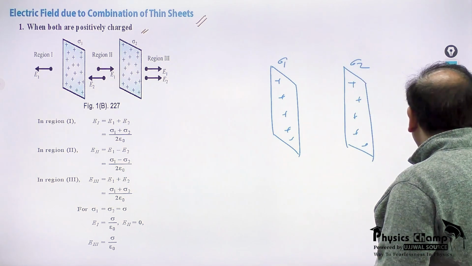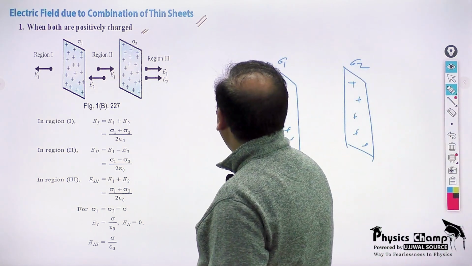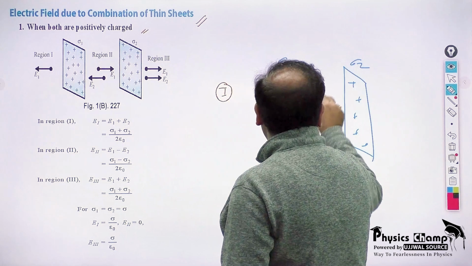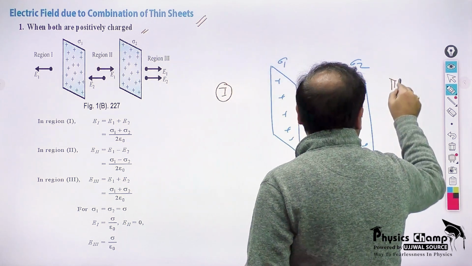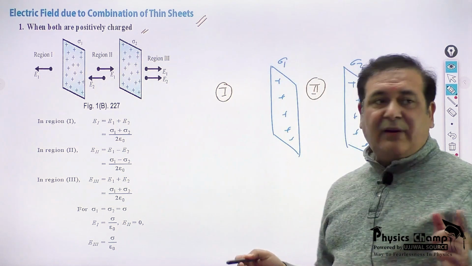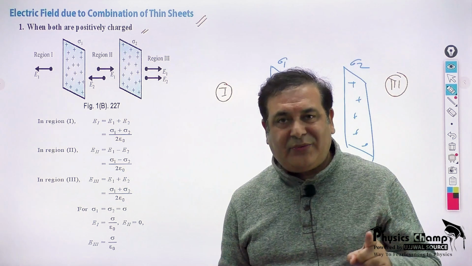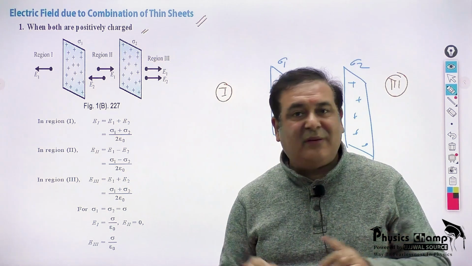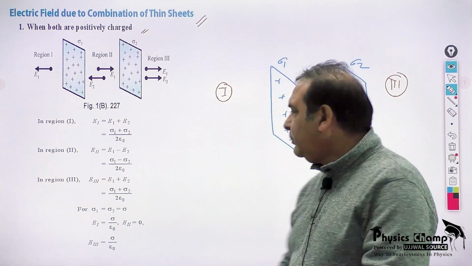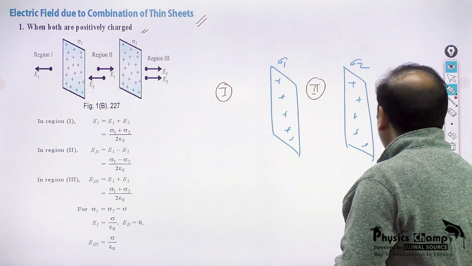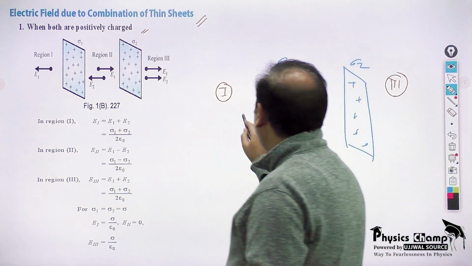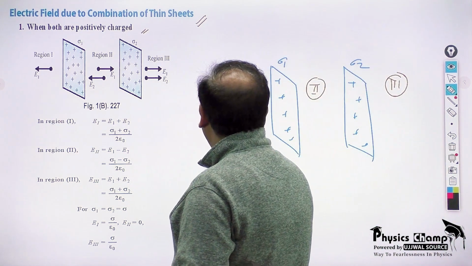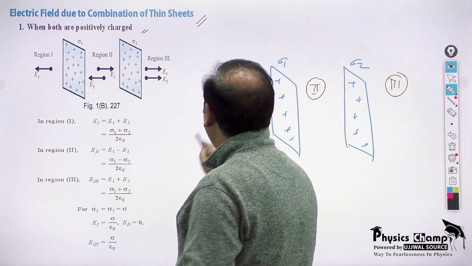And what we are looking for is electric field in the region 1, electric field in the region 2, and electric field in the region 3. Remember, electric field due to sheet of charge is independent of distance. Now, if you are looking in the region 1, I would say there are two electric fields here.